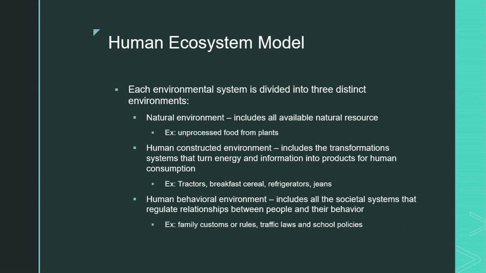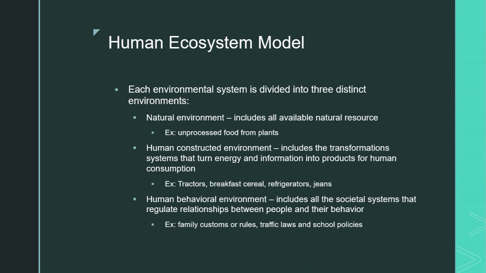The next model that we talk about is the human ecosystem model. So this is divided into 3 different environments, and this model talks about how these different environments also interact and influence families. So the main idea behind all of these models is just to kind of show how it influences the person or the family.